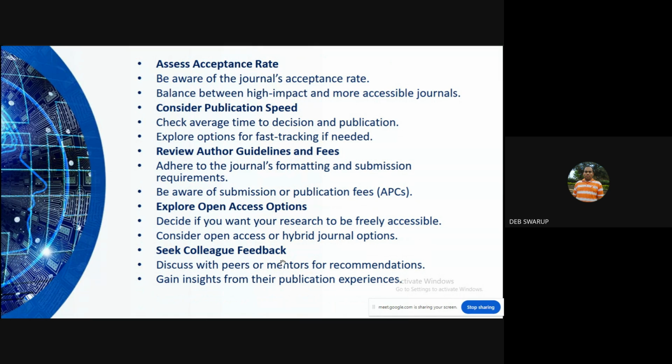Okay. Now the next part is to assess the acceptance rate. Consider the publication speed, review author guidelines and fees. Sometimes the APCs are written somewhere else, so explore all those things before you go for submission. Understand what open access publication is and what its pros and cons are. Seek feedback from colleagues if you don't know certain things, or discuss with others.